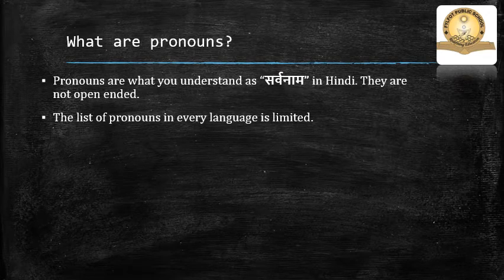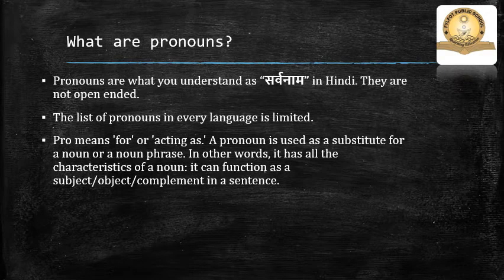And pro means for or acting as. So pronouns means for nouns, right? Like fixing of nouns. A pronoun is used as a substitute for a noun or a noun phrase. So there are many sentences where, to avoid the repetition of a noun, we use a pronoun as a substitute because it has all the characteristics of a noun, and it also functions as a subject, object, or complement in a sentence.